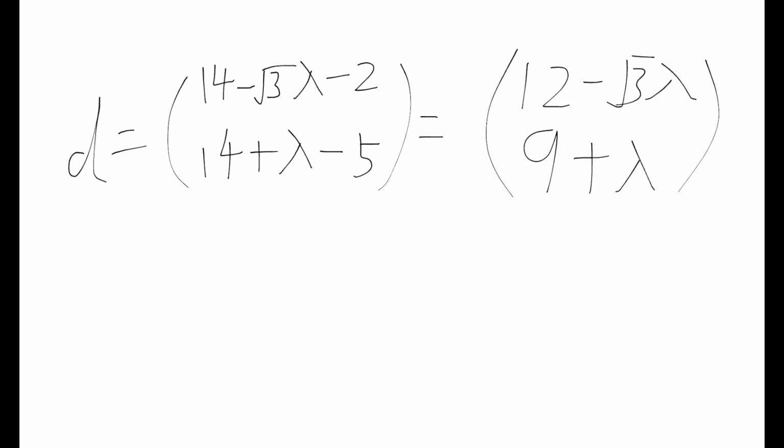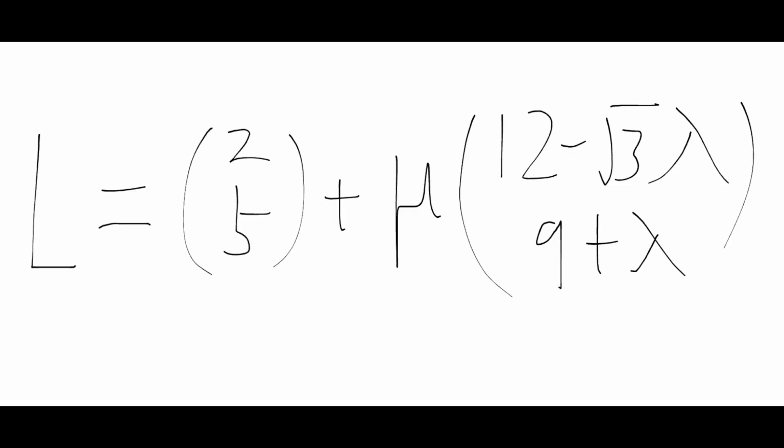So first, the x value of this direction vector will be 14 minus square root 3 lambda minus 2, equals 12 minus square root 3 lambda. And the y value of this direction vector would be 14 plus lambda minus 5, equals 9 plus lambda. Since we already assigned the coefficient lambda for the first equation of a line, we are going to use mu this time. So the equation of the peeker's line of sight passing the box would be 2, 5 plus mu times 12 minus square root 3 lambda, 9 plus lambda.